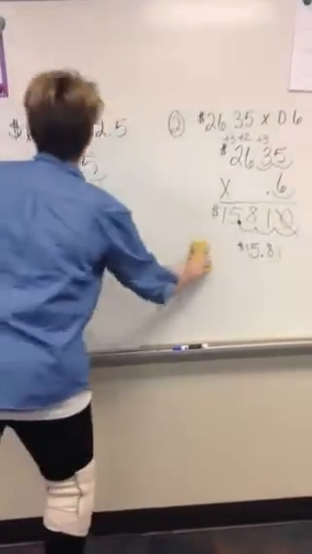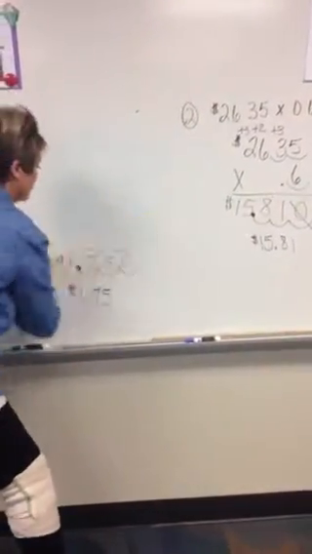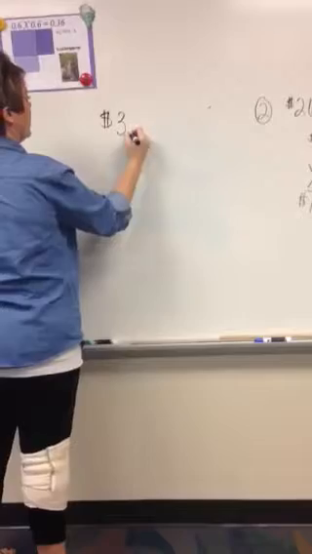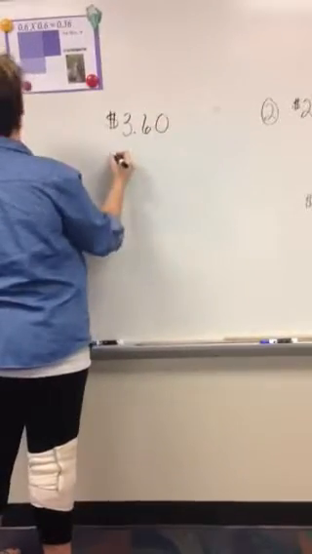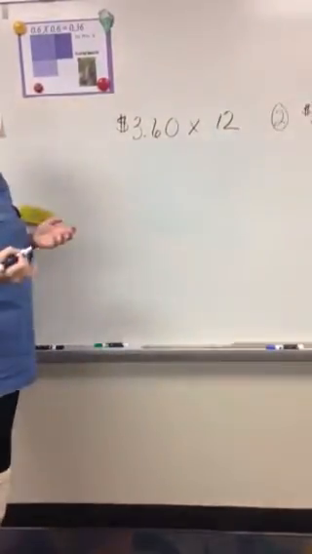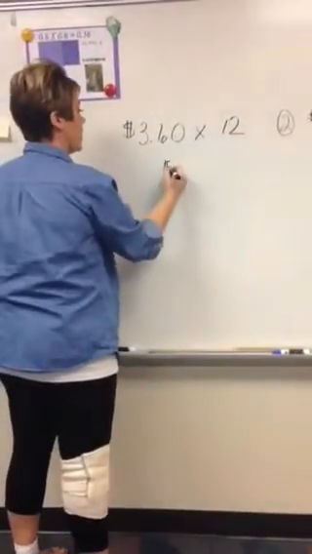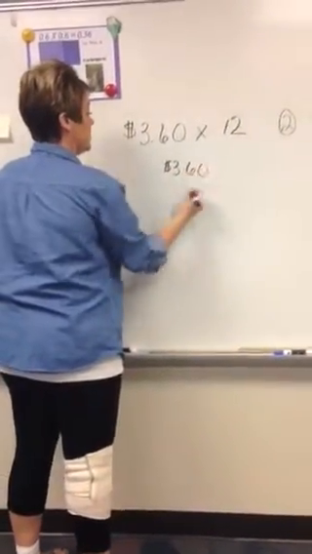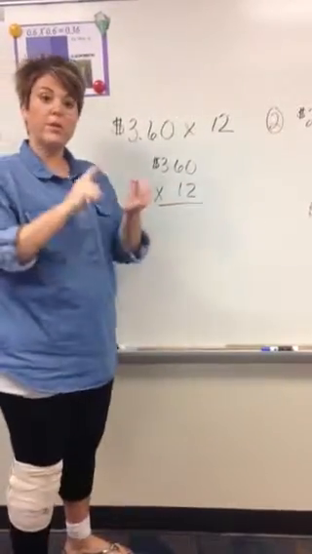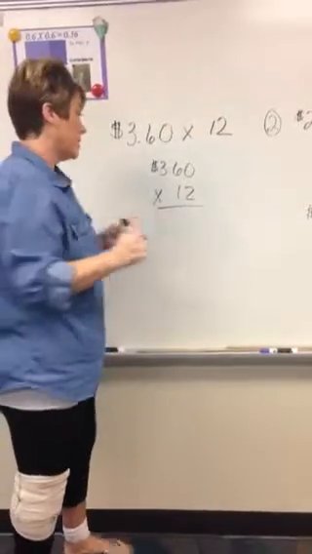Okay, we're going to do one more together and clear some space. We're going to do number 3. Number 3 says $3.60 times 12. Again, I want to rewrite this. I'm going to write $3.60 times 12. Not going to think about my decimal point or my dollar sign until the end.